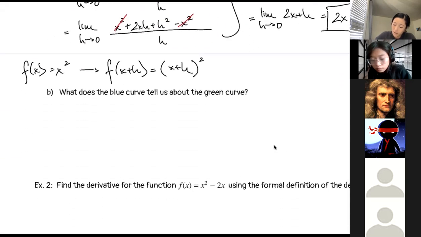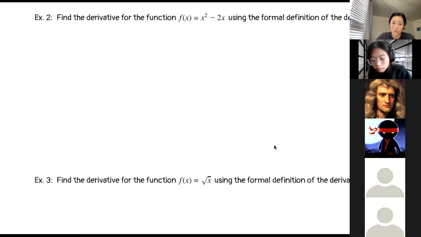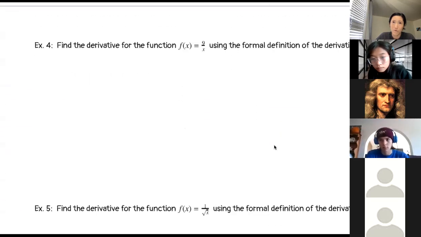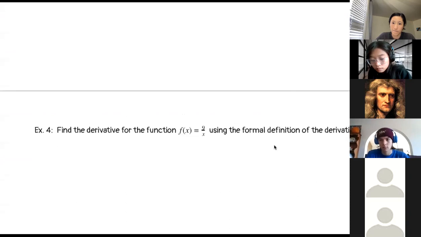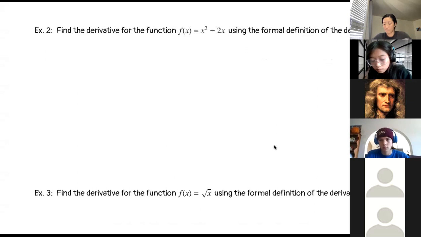And so we're going to skip part B for right now and work through example 2, example 3, and I believe there should be one more, example 4 and 5, okay? All right, now let's get started. So example 2 says find the derivative for the function f of x equals x squared minus 2x using the formal definition of the derivative, okay?